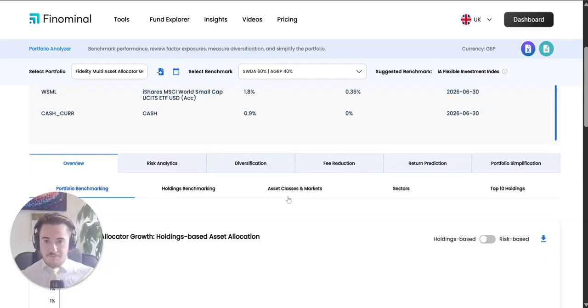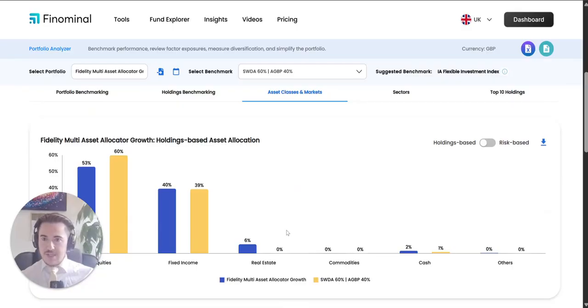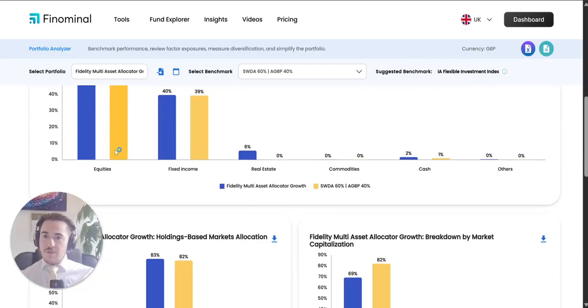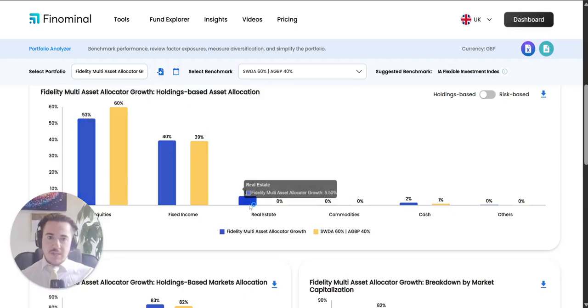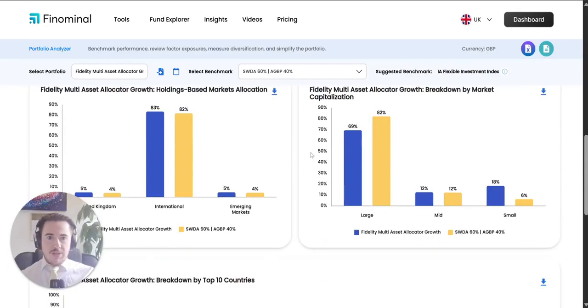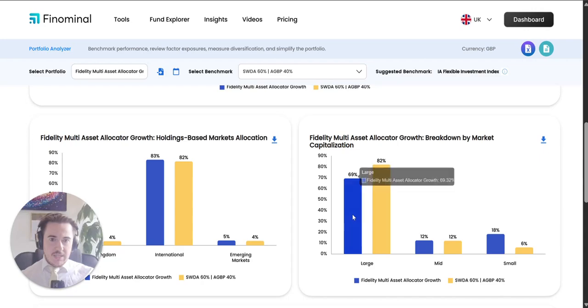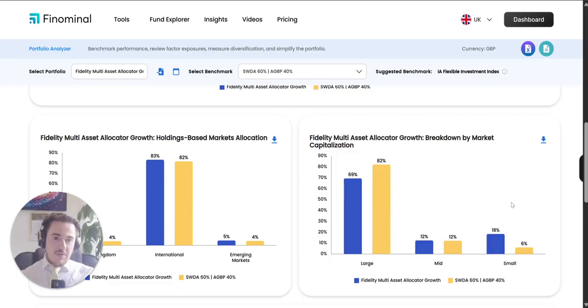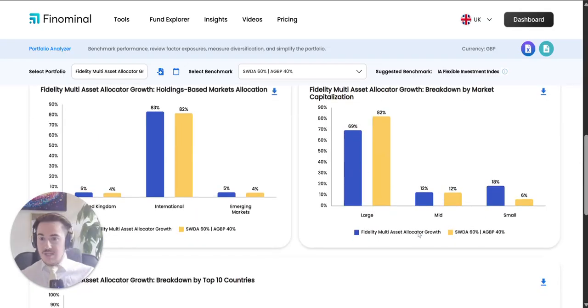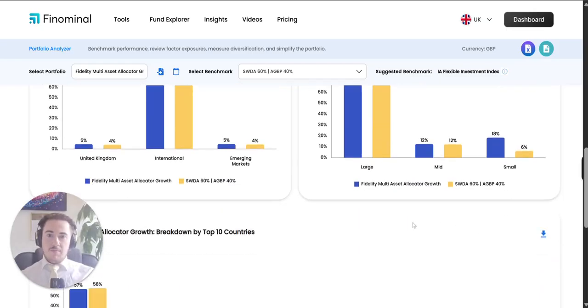Okay, but let's look now to asset classes and markets, where we can see you've got 53% in equities, 40% in fixed income, 6% in real estate, and 2% in cash. And looking to break down by market cap, you can see 69% in large, 12% in mid, and we're seeing that small cap exposure coming through a bit more there with 18% in small cap, so obviously more than that of mid. But mainly that's market cap in large, as I'd expect to see from those three MSCI World funds effectively.